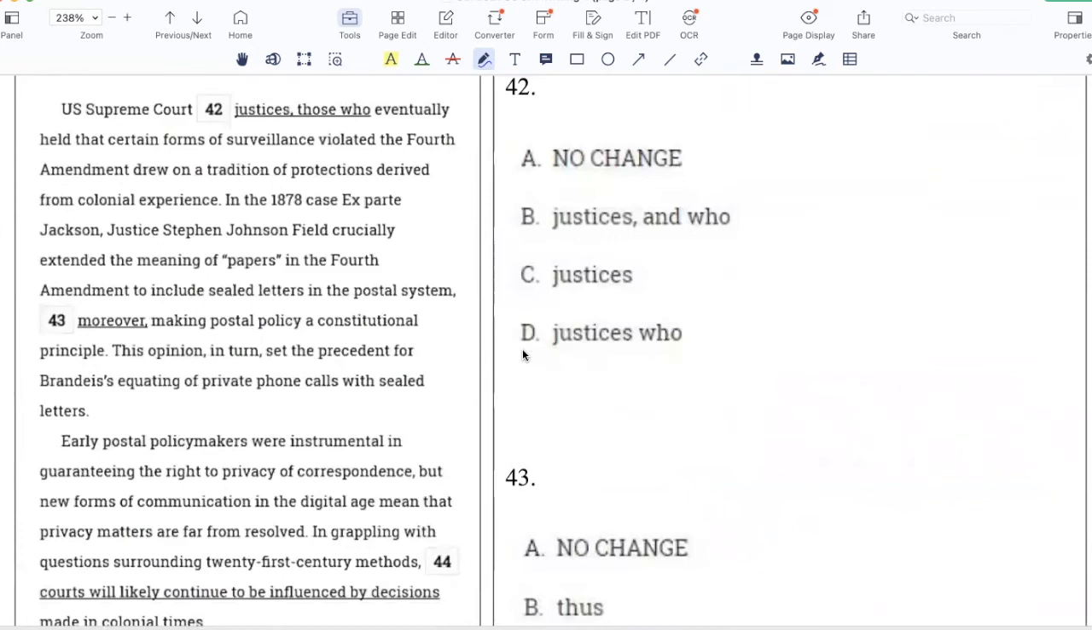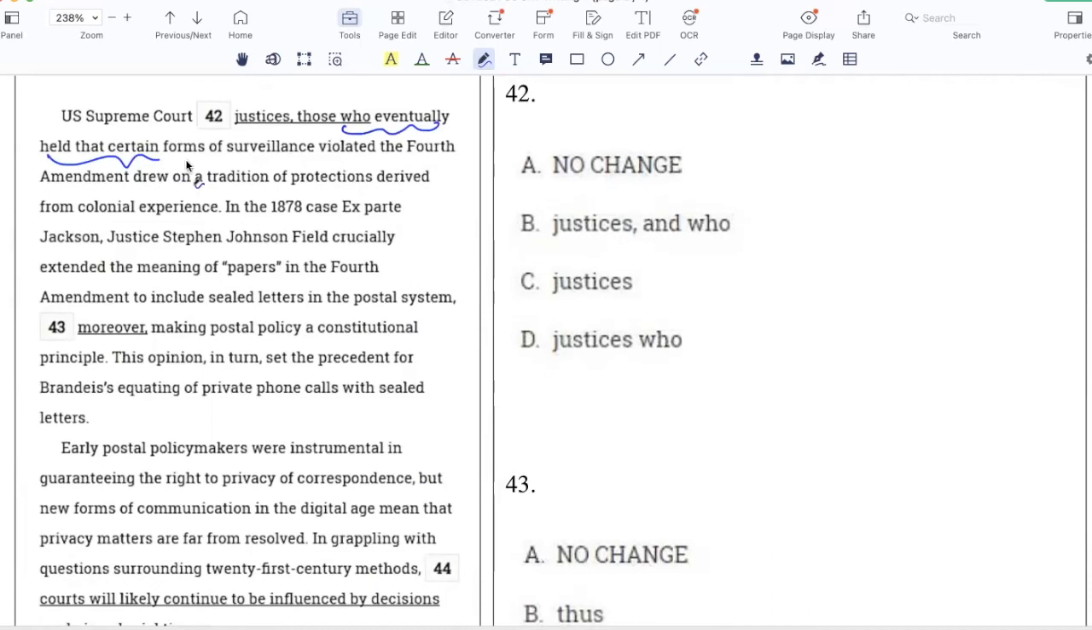US Supreme Court justices, those who eventually held that certain forms of surveillance violated the Fourth Amendment, drew on a tradition of protections derived from colonial experience. So here I need to decide the correct sentence structure. Now I'm talking about US Supreme Court justices who eventually held that. So who eventually gave judgments that said that certain forms of surveillance violated the Fourth Amendment.